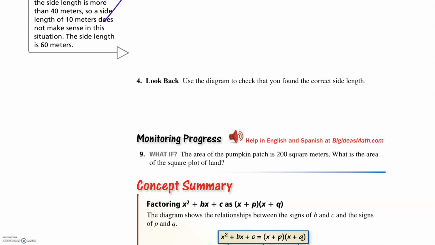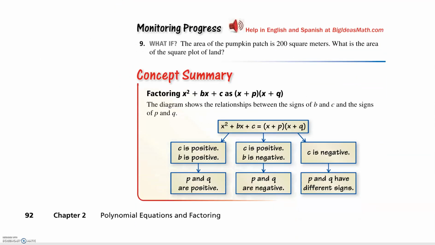The zero product property. But what I do want to mention is this right here, the concept summary. This is a good thing to study. It talks about what happens with the P and the Q in these different cases. What happens if C is positive and B is positive? What happens if C is positive and B is negative? What happens if C is negative? Okay, so this would be a good thing to study right here. It's just a summary of all the things we've talked about in the video.